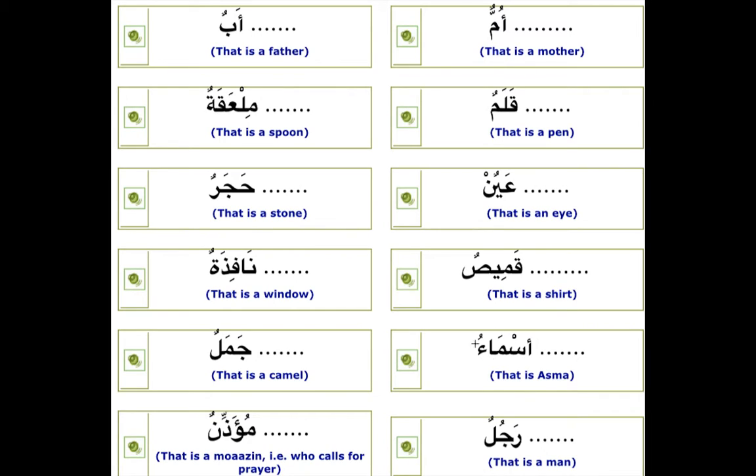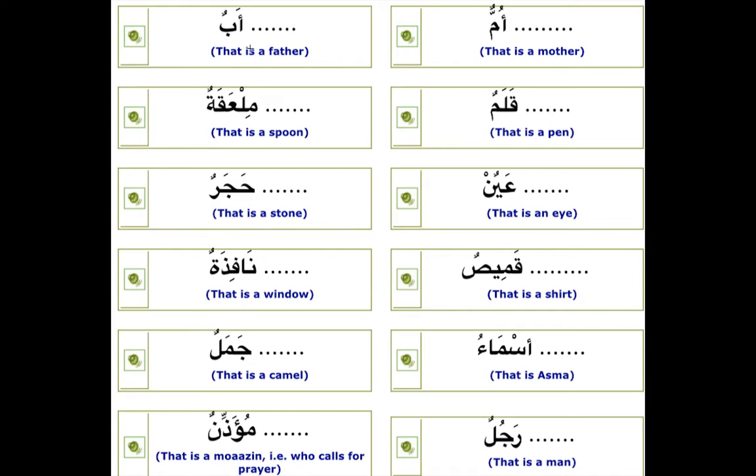Asma. Just to remind you again, we did this section: a noun which ends with alif and hamza, that is alif mamduda, is feminine. So we say tilka asma. Rajulun. Rajulun means man. So we're saying that is a man. So we have to use a male demonstrative pronoun for far, that is dhalika.